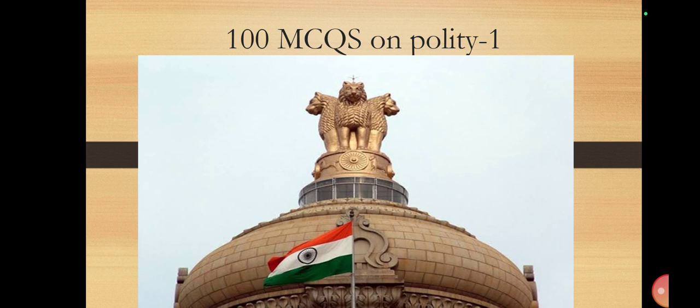Question number 43. Framers of the Indian Constitution borrowed the feature of joint sitting of Lok Sabha and Rajya Sabha from which constitution? Answer: Australia. Article 108, that is joint sitting of the two houses, is borrowed from the Australian Constitution. Question number 44. A bill is deemed to be a money bill if it has any provision dealing with. Article 110 of the Constitution deals with money bills.